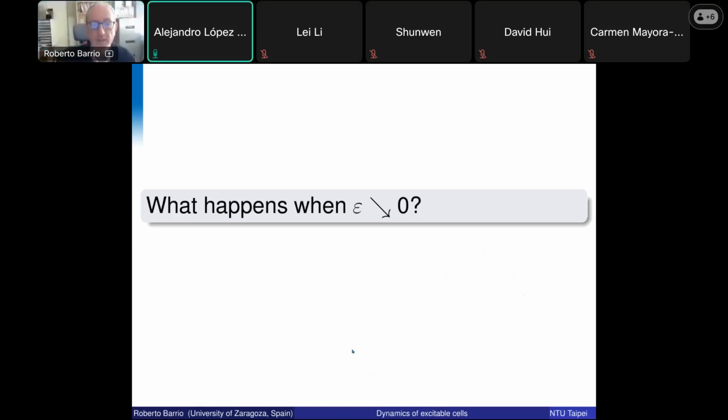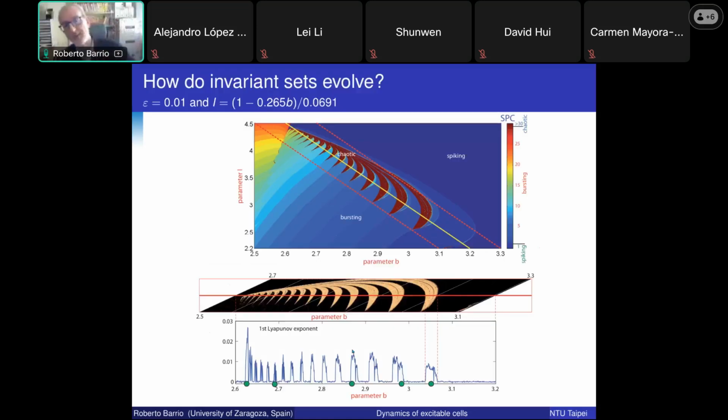It's related with that. Okay, so what happens when epsilon goes to 0? Well, go back to this. Taking this parameter, let's take the chaotic areas. This is the Lyapunov exponent. So this orange color is related with a positive Lyapunov exponent, the first one. It's an indication that we have chaotic dynamics here. So this is the first Lyapunov exponent. We want to classify this chaotic attractor.